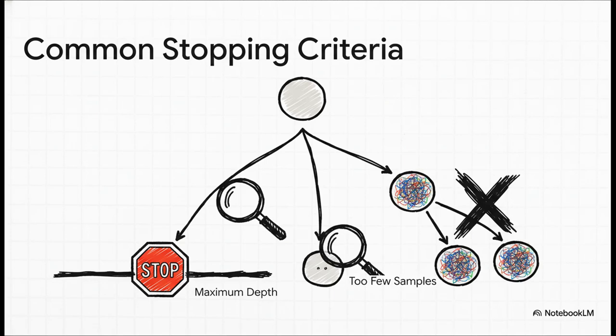Of course, this can't go on forever, or you'd have a leaf for every data point. The tree needs to know when to stop growing. There are a few common rules for this, like hitting a maximum depth you set beforehand, or when a group just gets too small to split meaningfully, or, and this is a good one, when making another split just doesn't really reduce the MSE by any significant amount.